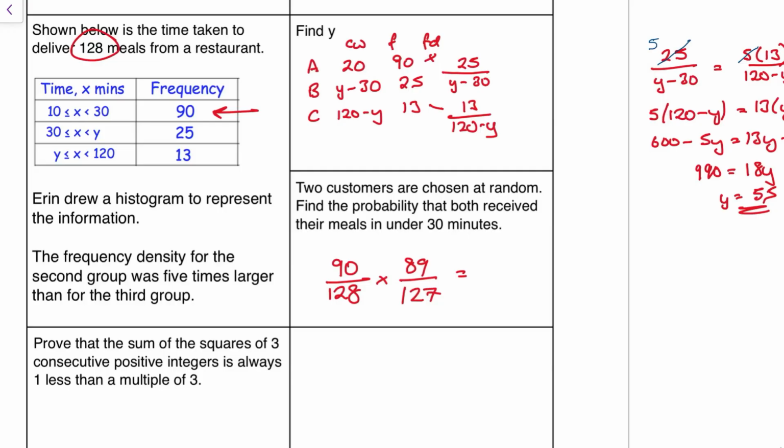Calculator out. So that is 4005 over 8128, or approximately 0.493 as a decimal, which of course is 49.3%. And that's it. Good question.